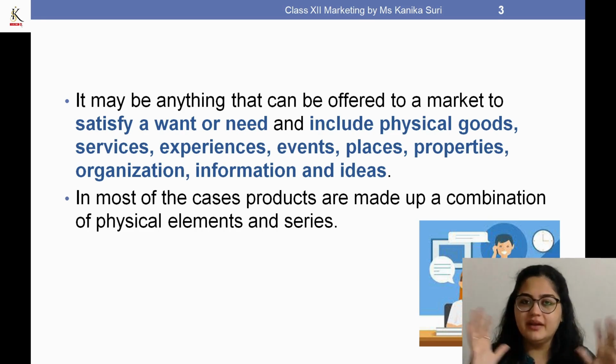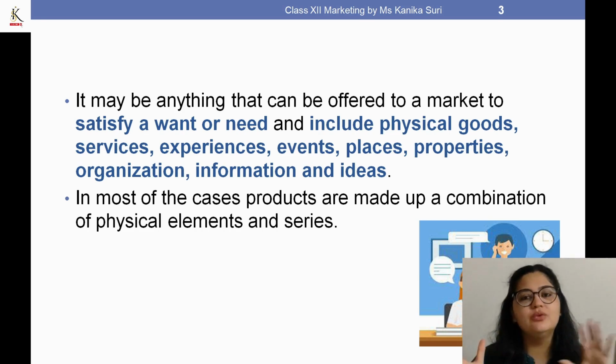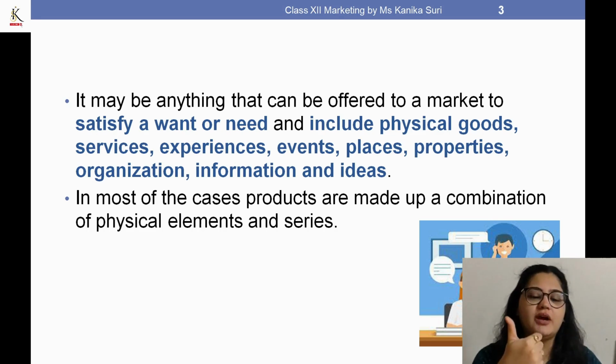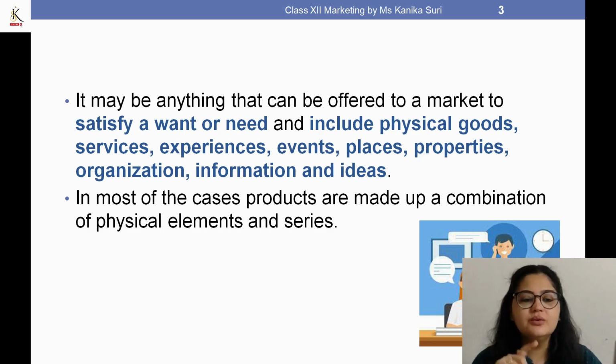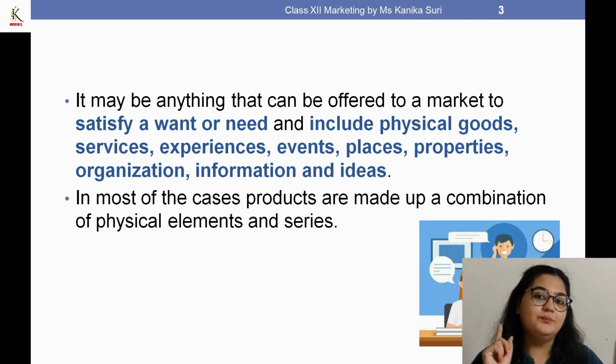So a product may be anything that can be offered to a market. What is a market? A market is basically a place where goods are exchanged between a seller and a customer or a buyer, correct? So it can be offered to a market to satisfy a want or need. Again, satisfaction of need or want has come up, and it includes physical goods, services, experiences, events, places, properties, organization, information, and ideas. Again, if this is not clear to you, go back to my class 11th unit 1 video and understand the meaning of each one of these.